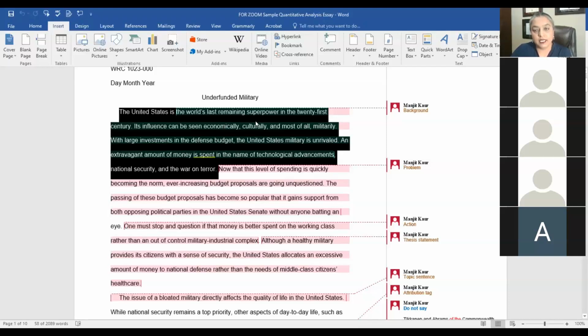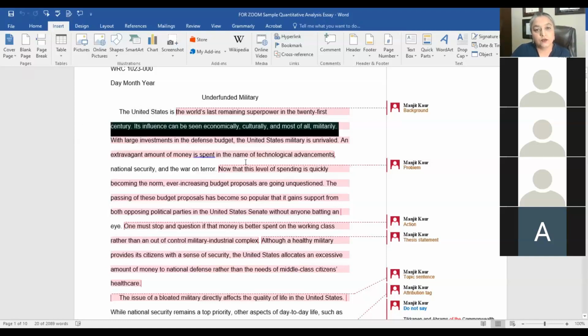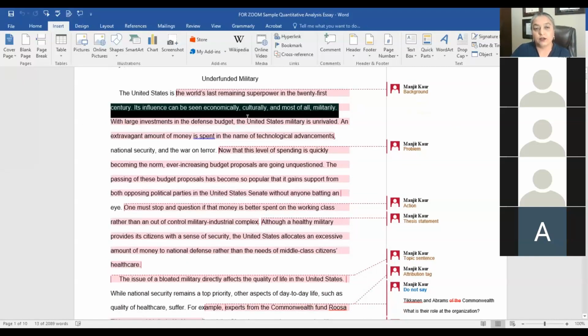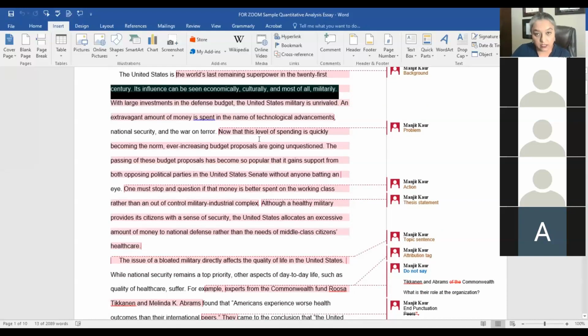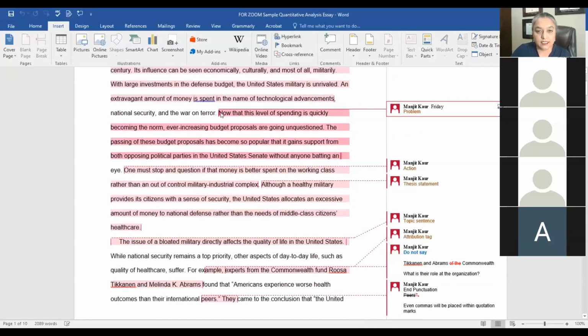So you notice how the author first gave us some background before jumping straight into the exigency. He did bring in the exigency, or slightly mentioned what the problem is. "An extravagant amount of money is spent in the name of technological advancements, national security, and the war on terror." Okay, so this is an example of a good opening where you open with a background. Actually, the problem is discussed here in this statement.